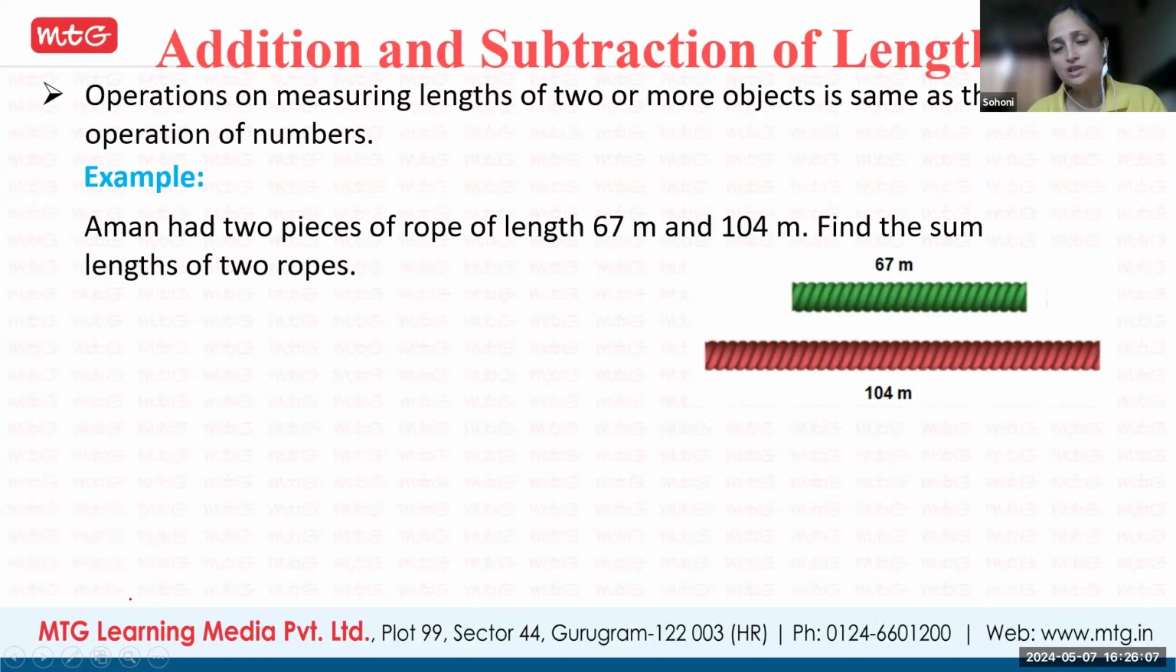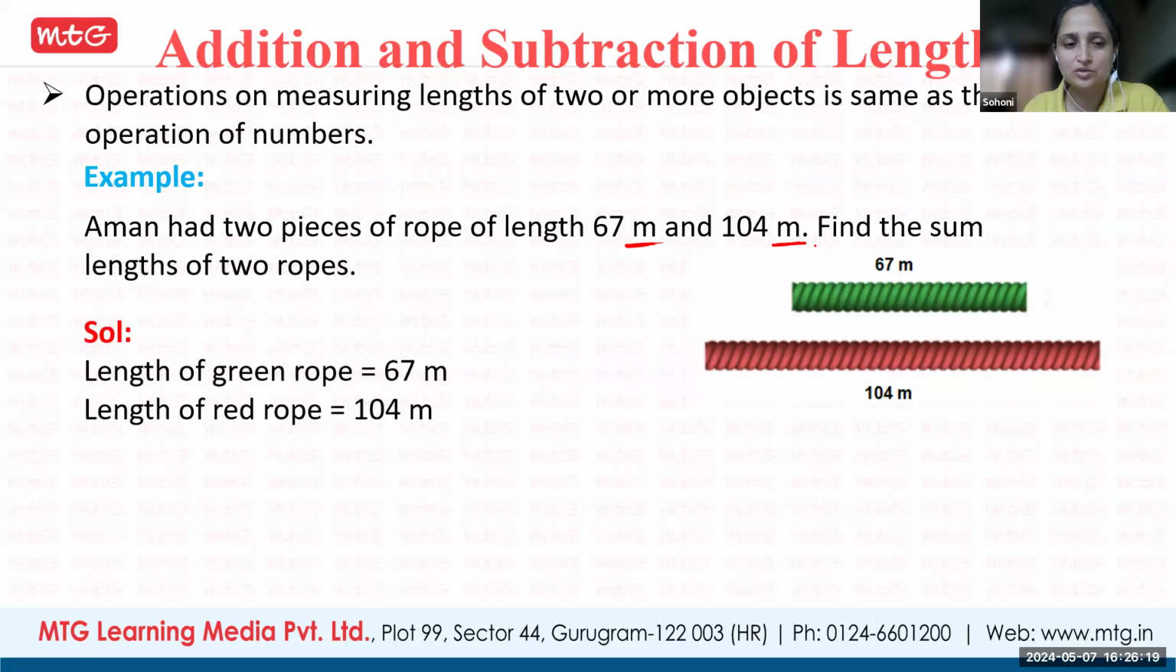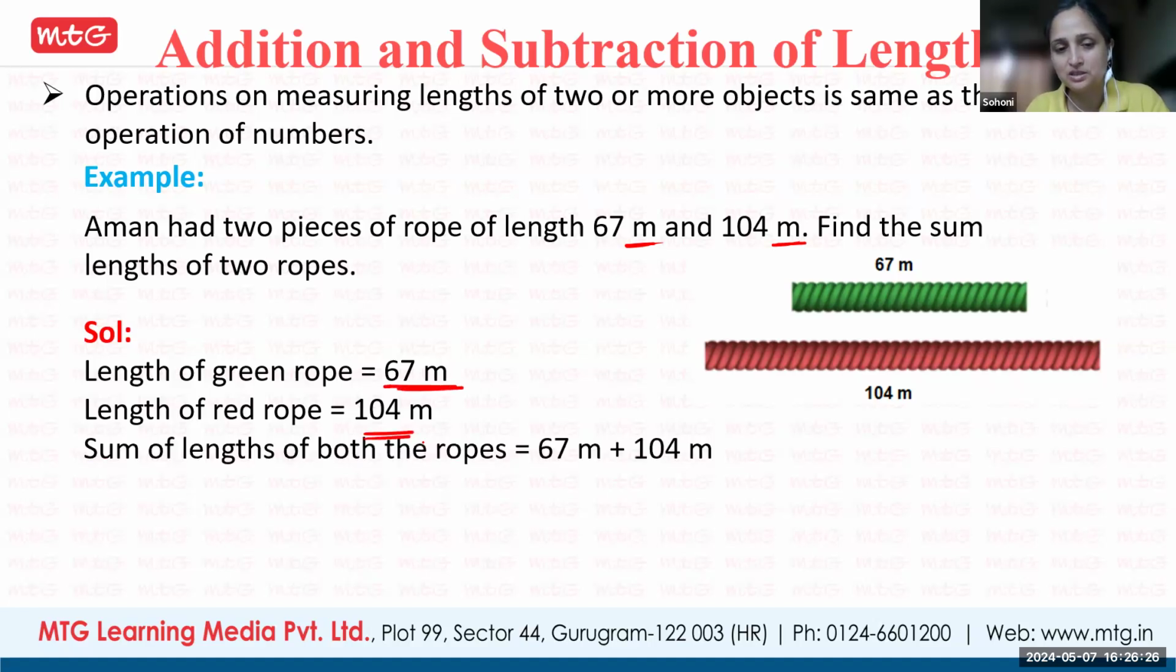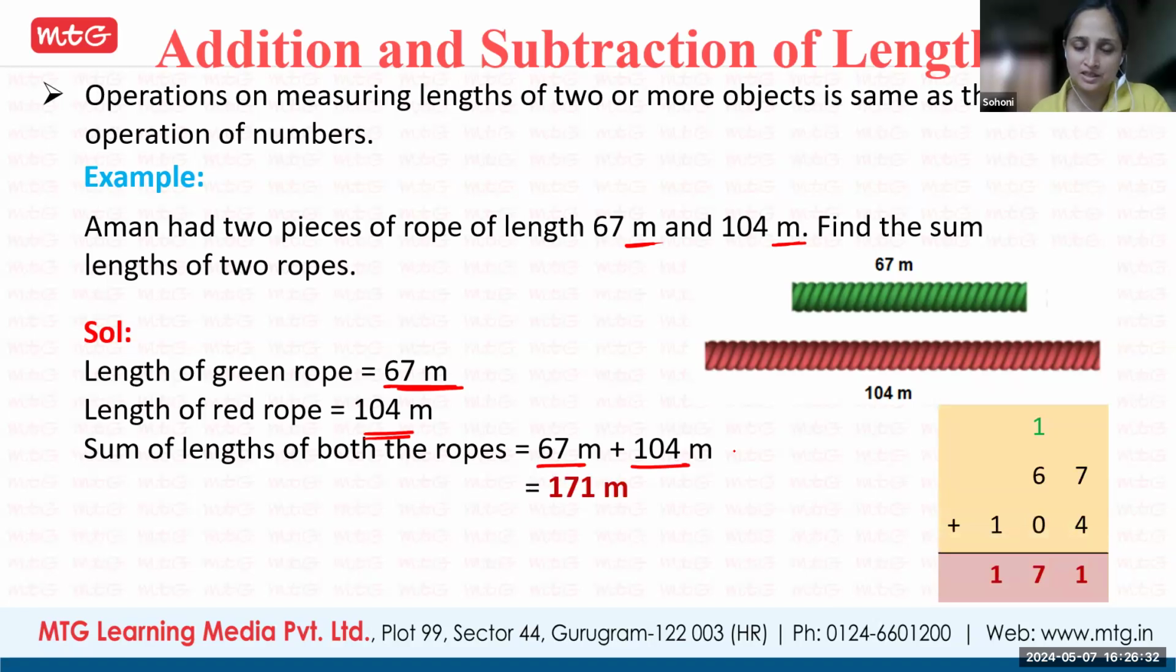171. So like this only, we just have to add the numbers, but we have to use the unit of the length, like meter. It's given in meter, so we have to use the same unit. So the length of the green rope is 67 meter and the length of the red rope is 104 meter. So the total length of both the ropes is 67 plus 104, that is 171 meter.